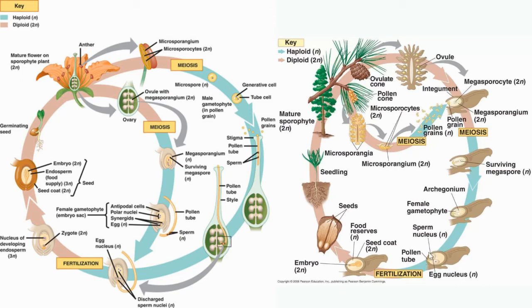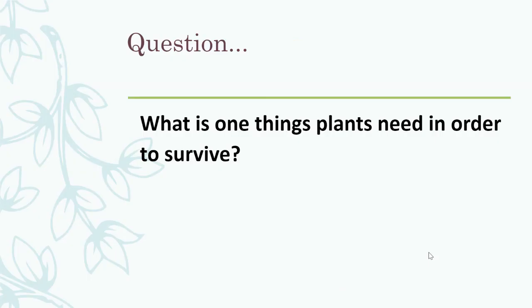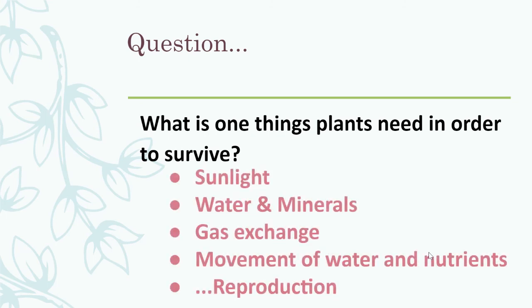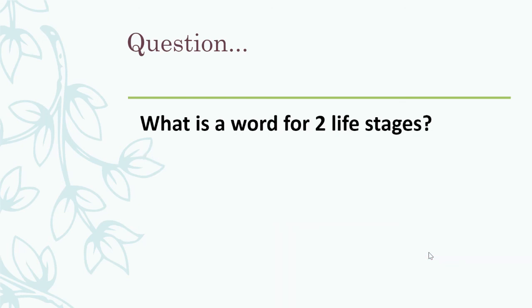All right, so what is one thing that plants need in order to survive? Think about which is true of the answer choices. What do plants need in order to survive? You might have picked any of these things: sunlight, water, minerals, gas exchange, movement of water and nutrients, and the ability to reproduce.